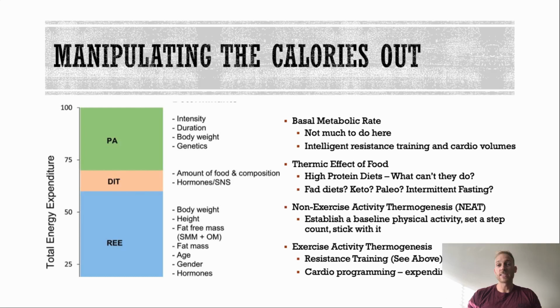Now, non-exercise activity thermogenesis, what can we do there? What you want to do is establish a baseline of activity. The easiest way to do this is to set a step count. You say, all right, John, your minimum step count used to be 5,000. We're going to set you at 8,000. You're just going to shoot for that.